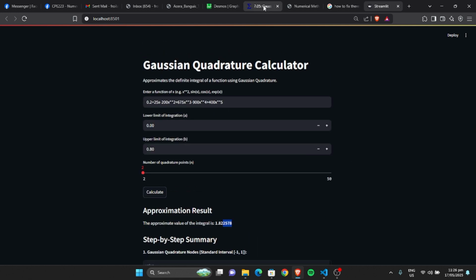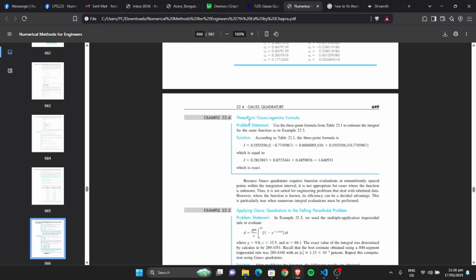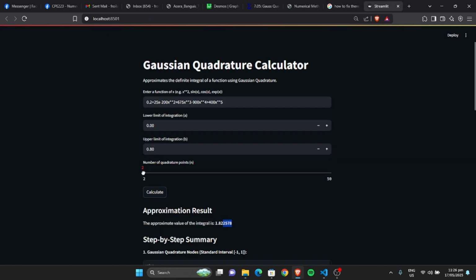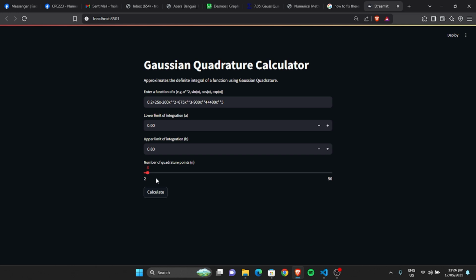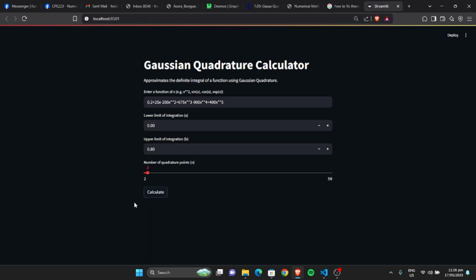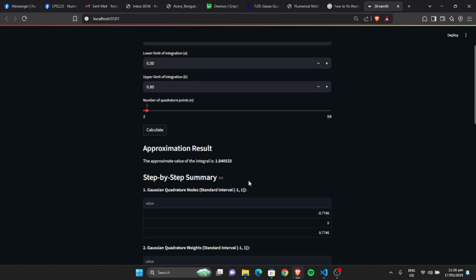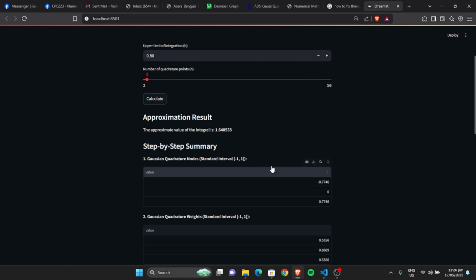And next we will have another example, which is now using a 3-point Gauss quadrature with the same problem. So if we change this into 3 points, the approximation should be close to 1.640533. So if we calculate, indeed the approximate value is close to 1.640533. So here we can also see the steps taken.